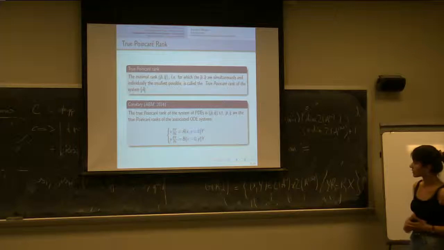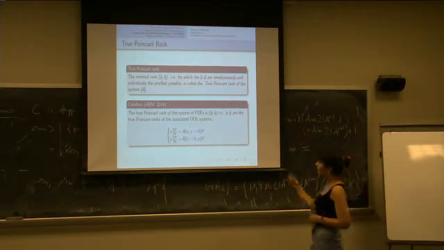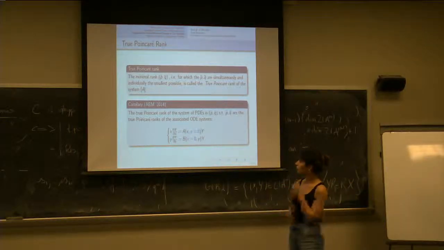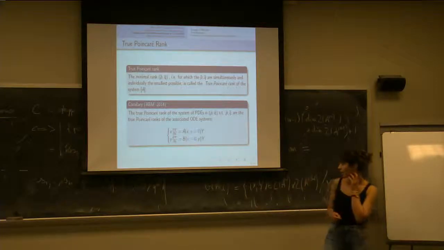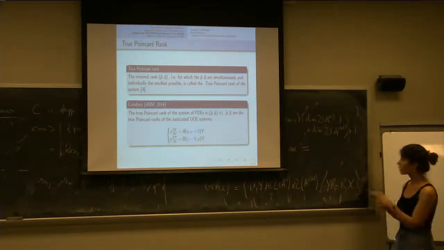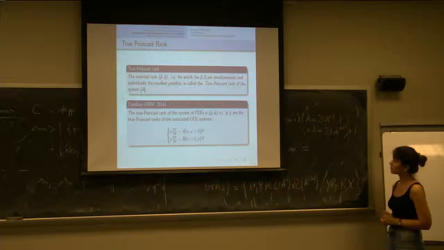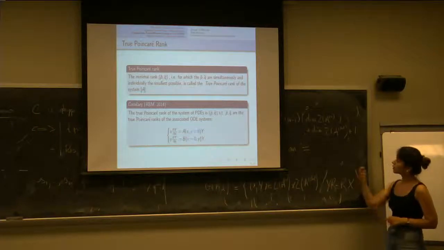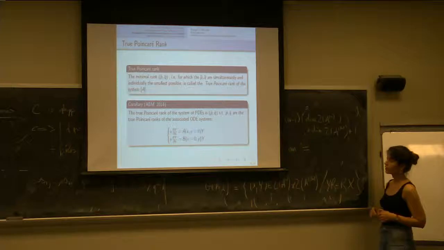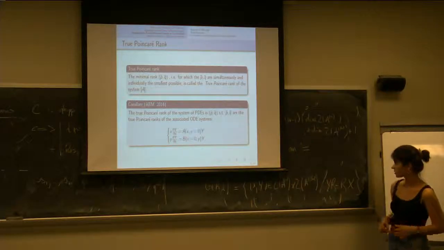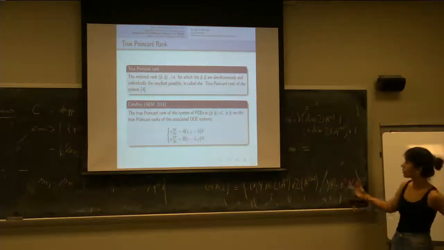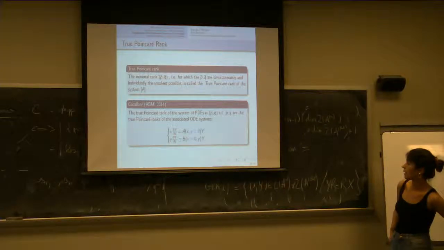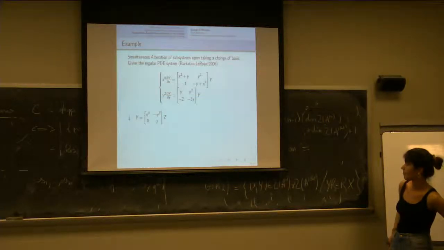The associated systems are obtained by setting y equal to 0 in the first system and x equal to 0 in the second. We will have systems of ordinary differential equations, and the Poincaré rank of each of these systems will give us information about the true Poincaré rank of the system of partial differential equations. So here we can have a criterion.